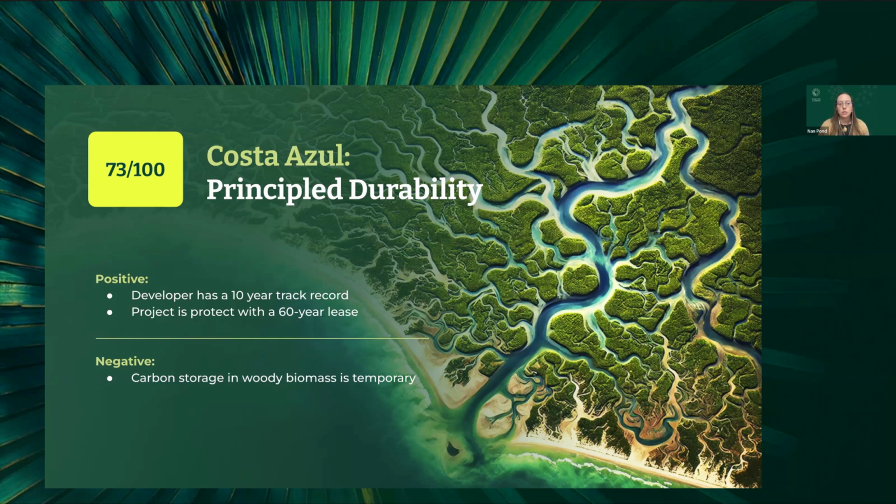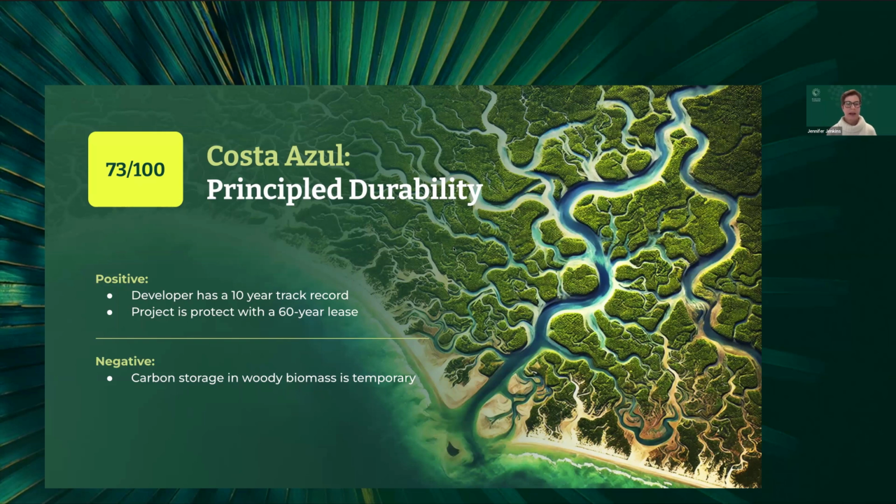So this project's calculated score reflects that. The project has a relatively lower score for biophysical durability, so that component of this subscore. And that's just because of the temporary nature of carbon storage in woody biomass, and particularly the high rate of carbon cycling in tropical coastal systems. So overall, the project score of 73 is still on the higher end for nature-based projects, but this is a relatively lower principal durability within nature-based compared to more durable forms of carbon storage like biochar or a tech-based removal solution.